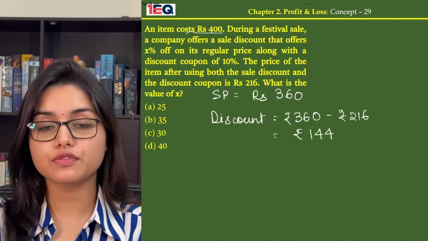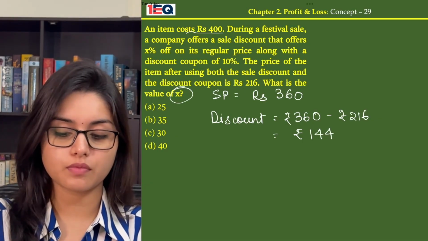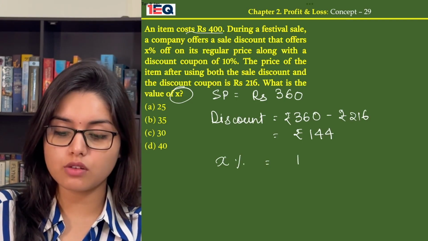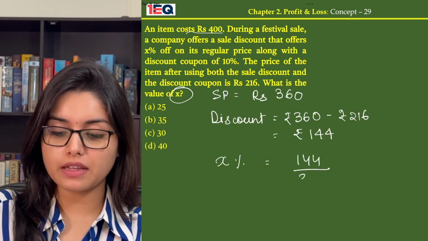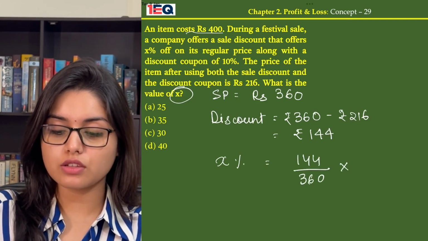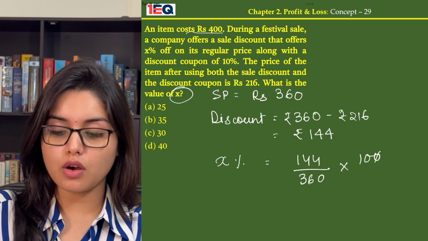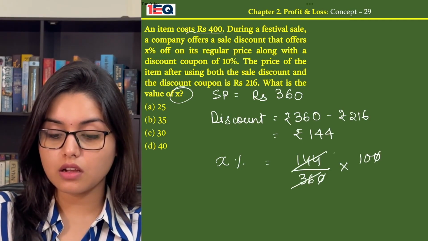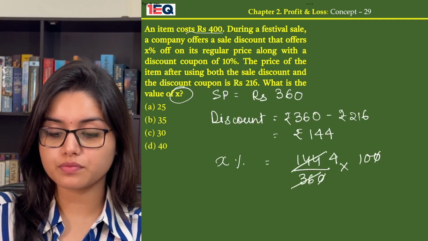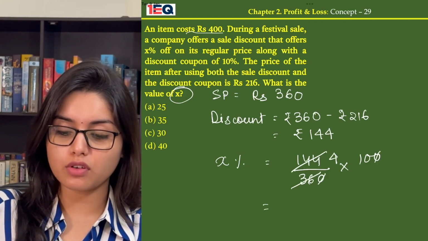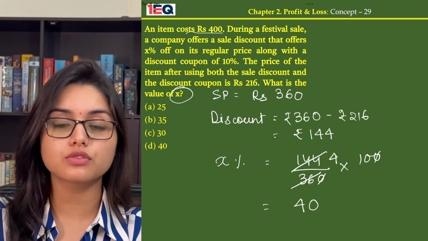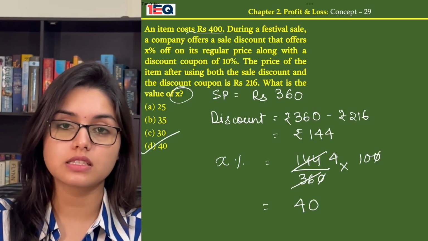Now we are asked to find the value of X. So X percentage equals discount amount by 360 into 100. On dividing, we find that 36 into 4 gives us 144, and 4 tens are 40. So the value of X is 40, and the answer to this question is option D.